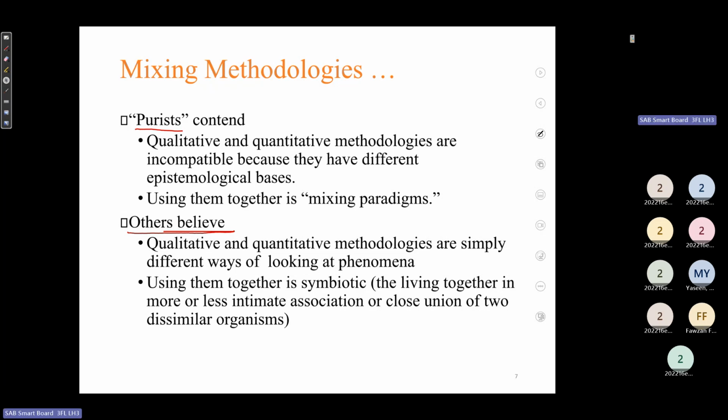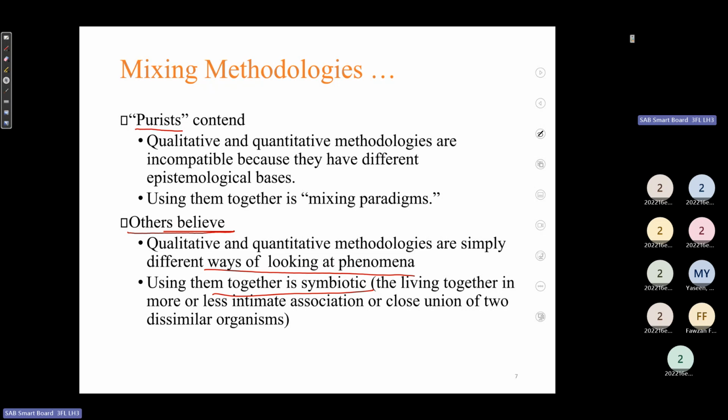So qualitative and quantitative methods are simply different ways of looking at the phenomena. Using them together is symbiotic. Symbiotic means you can have the advantages of both approaches together.